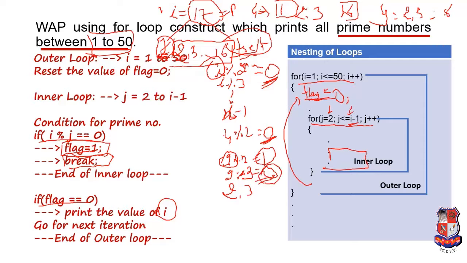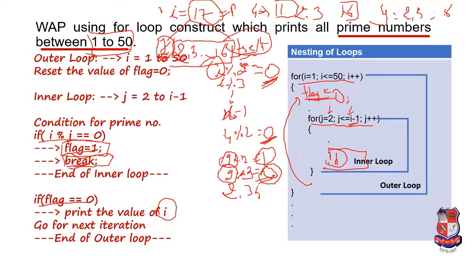So we can decide over here that 9 is not a prime number. So why should we go for 4, 6, 7 and 8? We can stop our program over here. That's why I'm using break over here. So I will write break immediately after setting the value of flag.